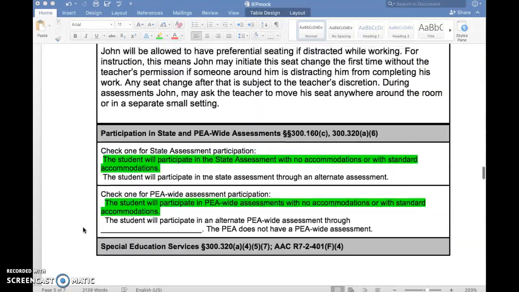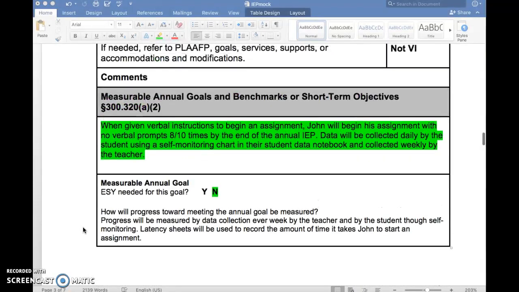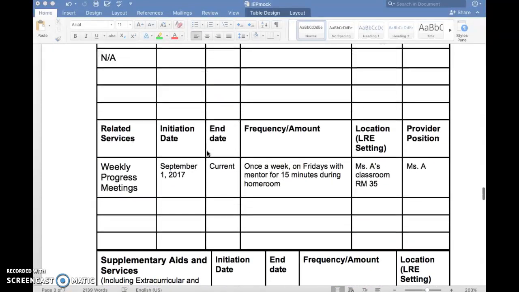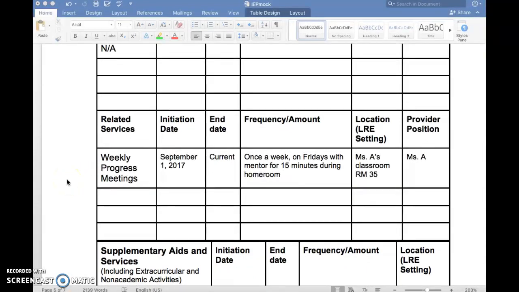Something I didn't mention in his IEP goal was that he is also going to be taking data on himself. So he'll have a data monitoring chart on his desk. And if I ask him to start an assignment 3 times, he would mark that. And I would also be marking that at the same time. So when we talk about his services, he's checking in with that mentor once a week. It would be Miss A. He would do that on Fridays during homeroom just for 15 minutes, just to go over his progress with self-monitoring and being told to start an assignment more than one time.